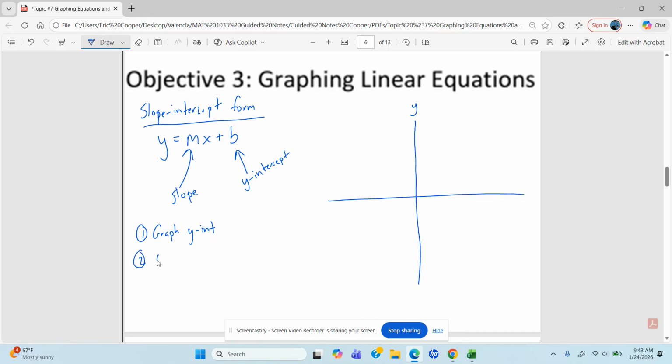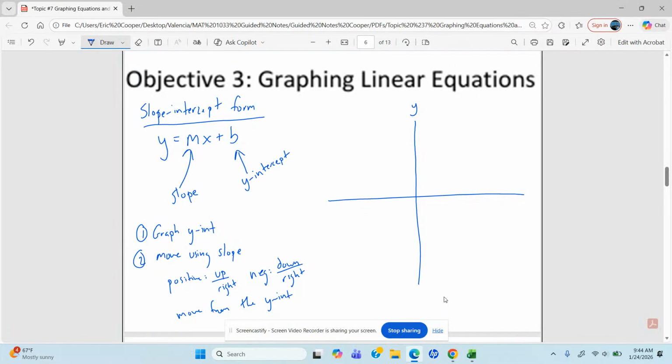Our second thing is we're going to move using the slope. For the most part, our slope is either going to come out to be positive or negative. So if we have a positive slope, we're going to move up first and then to the right. If we have a negative slope, we're going to move down first and to the right. And we're going to move from the y-intercept. Once I have those 2 points, I'll be able to graph any equation.